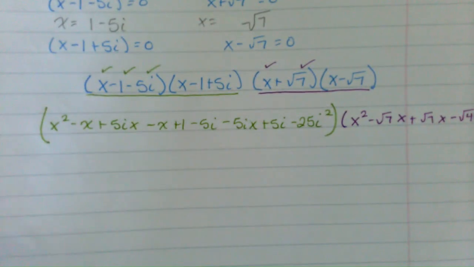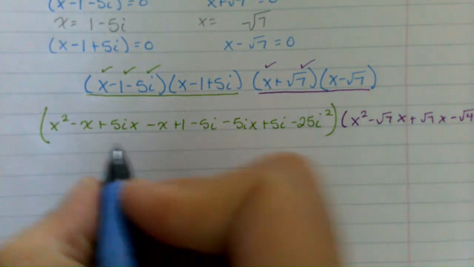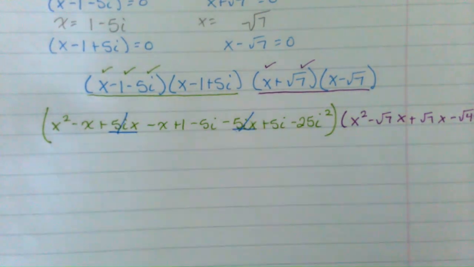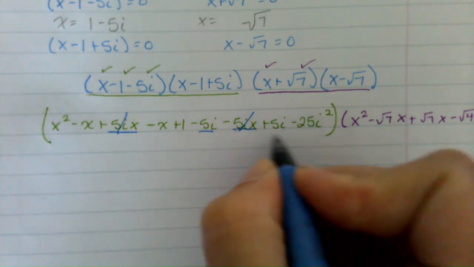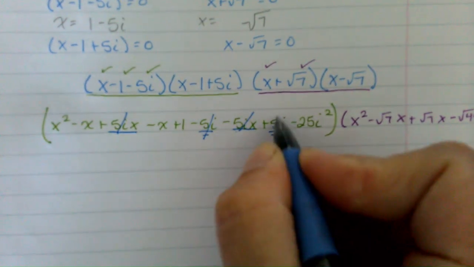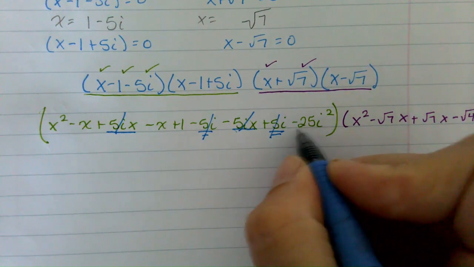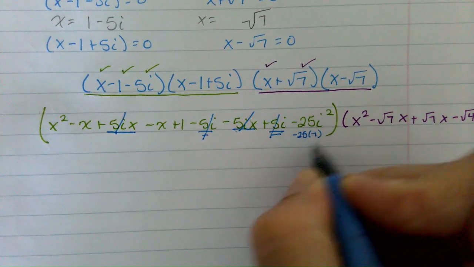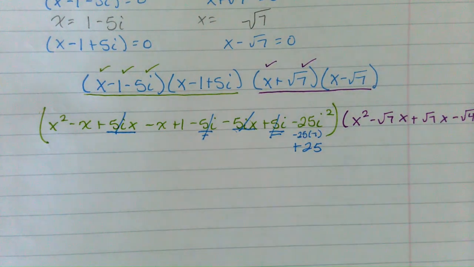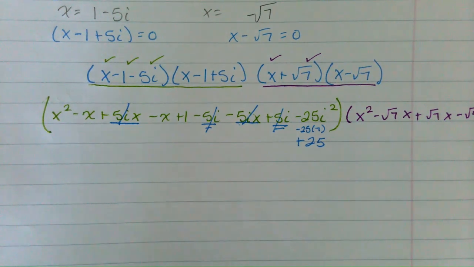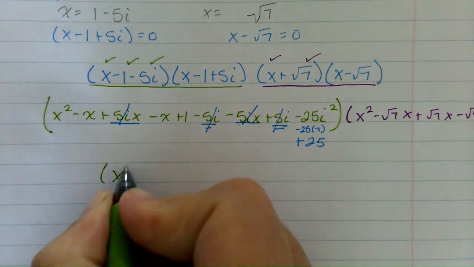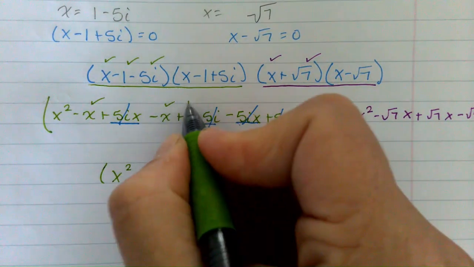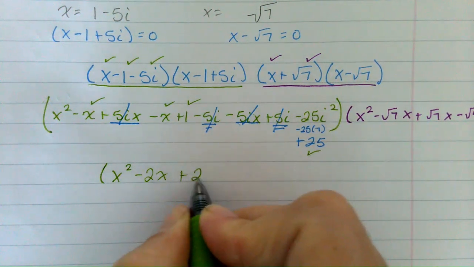Okay. Now we might notice that we have a positive 5x and a negative 5x, so those do cancel out and add to 0. We have a negative 5i and a positive 5i. Those cancel out and add to 0. We also have this negative 25i squared, but remember i squared is negative 1, so negative 25 times negative 1 is positive 25. So now if I take all the like terms and add them together, I'll have x squared minus x and minus x gives me minus 2x, plus 1 and plus 25 gives me plus 26.